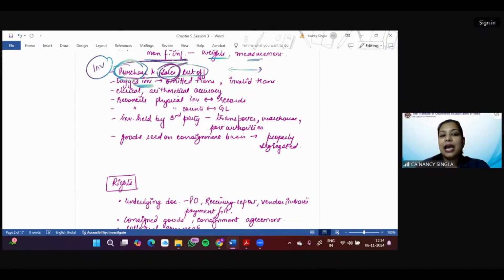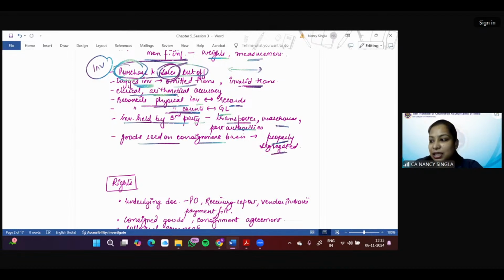And in case of any tagged inventory, any omitted transaction, that is, any inventory that has been omitted and not tagged, or any invalid transactions, the auditor will consider them. He will check the arithmetical accuracy. He will reconcile the physical inventory with the records. He will reconcile the physical accounts with the general ledger. For inventory held by a third party, like your transporter, warehouse, and port authorities, the auditor will perform specific procedures. And if goods are received on a consignment basis, he will see whether these are properly segregated.